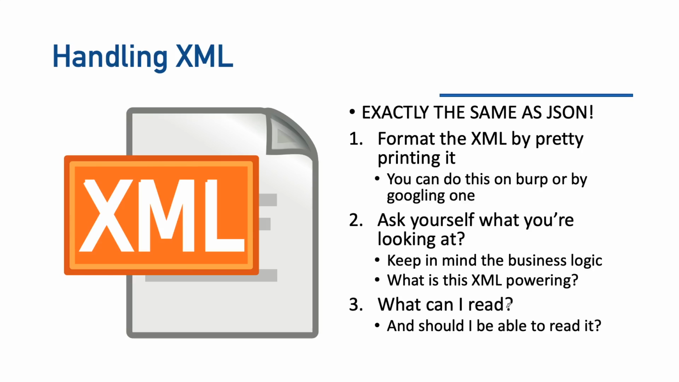And how do we handle it? Exactly the same. If you have an API endpoint that's returning XML and you're looking for information disclosures, you do exactly the same as you would with JSON. So first, you format the XML by pretty printing it. You can do it in Burp or by Googling one.